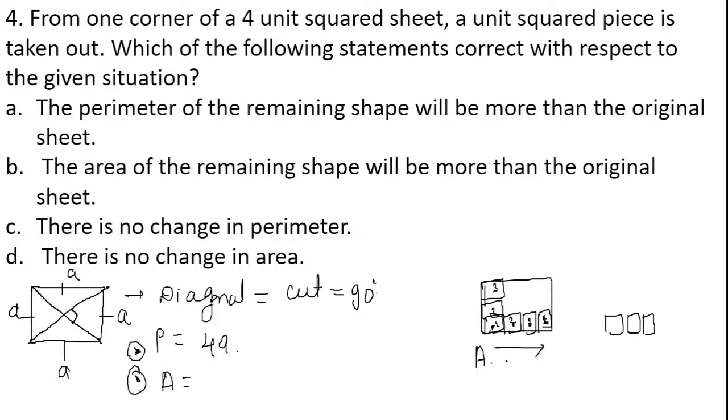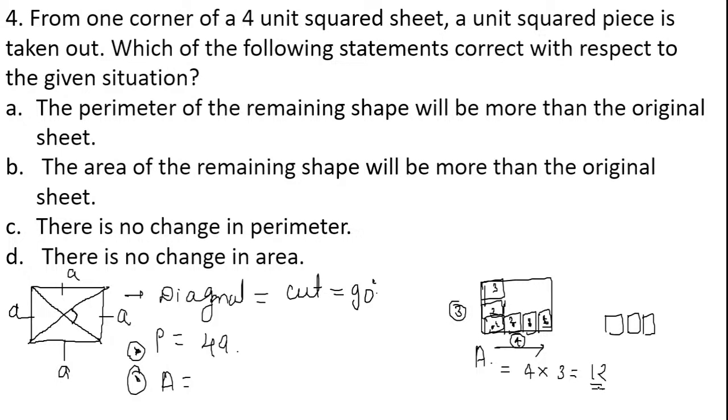So how can I calculate this? I can calculate this by taking 4 boxes on this side and 3 boxes on this side. So I can calculate the area by multiplying 4 into 3, the multiplication of 4 boxes into 3 boxes. Can I calculate the area? Yes. So 12 boxes can be added.